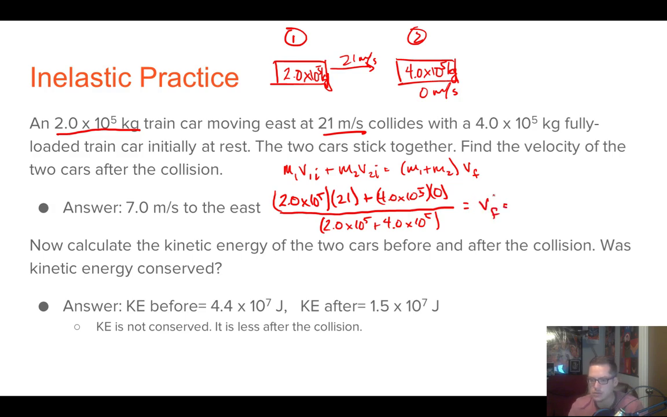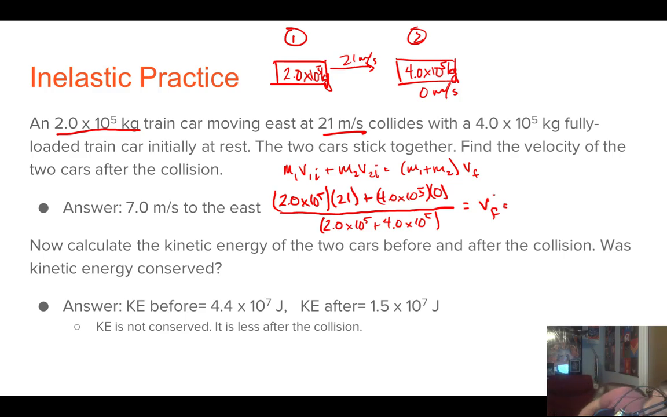All right, so this is essentially what we just did when we were doing it all in one step. So 2 times 10 to the 5th times 21. All right, and the other one goes to 0, and then we're going to divide it by our new total mass, which is 2.0 times 10 to the 5th plus 4.0 times 10 to the 5th. We get 7, just straight up 7. So, whoop, I just threw my calculator on the ground. I'm going to need it in a second.